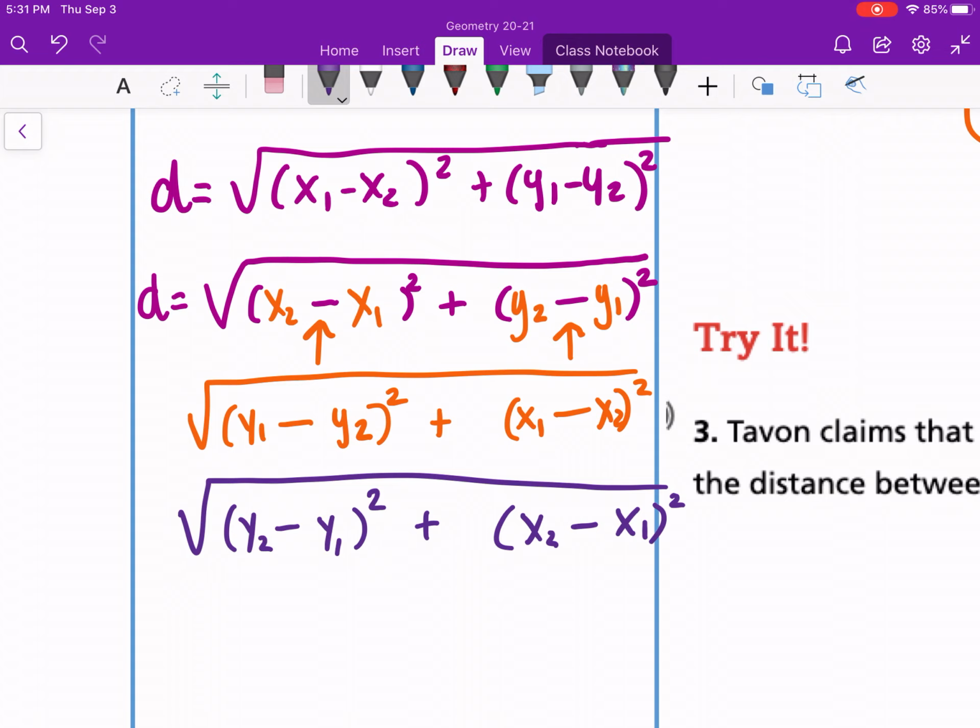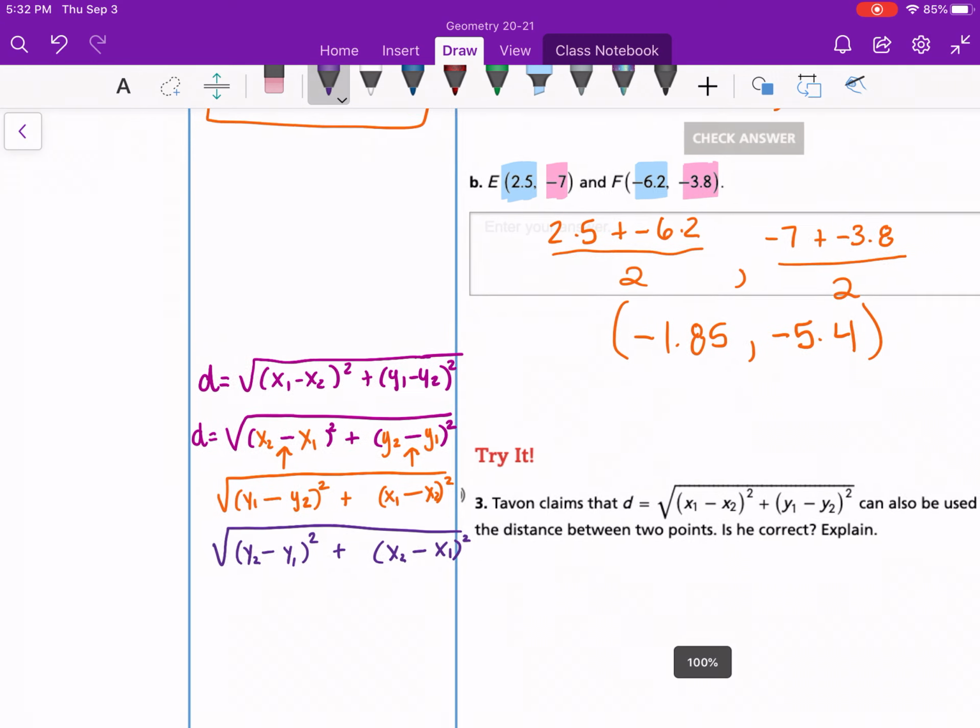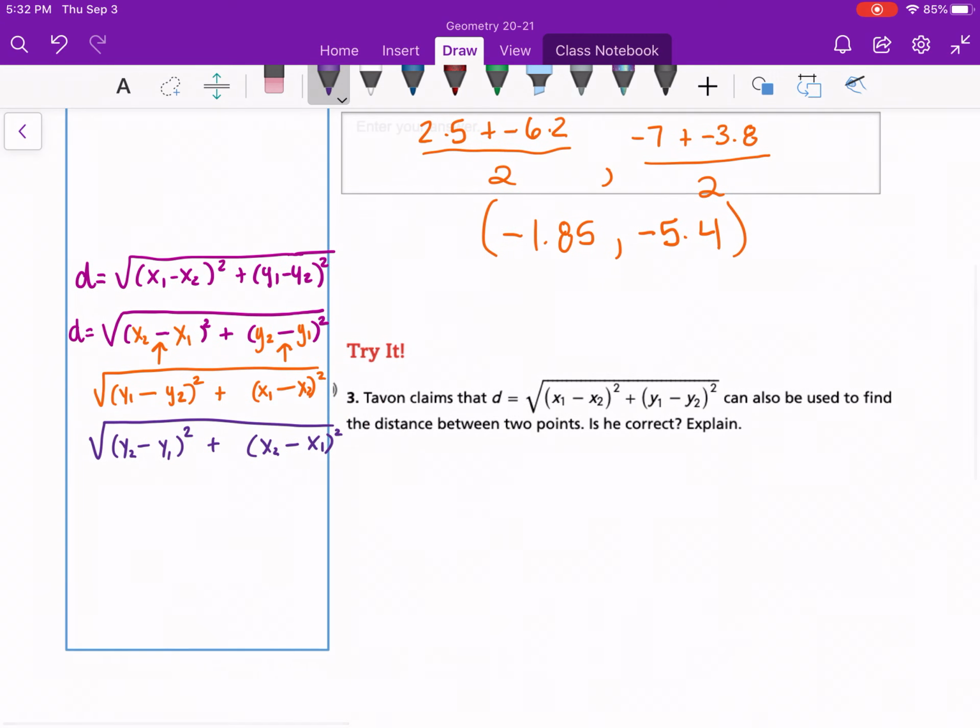And so that's why, as long as you can build the skeleton, you will most likely be able to put the points in the correct place. As long as you keep the x's together, keep the y's together, and preserve the order. So let's take a look.